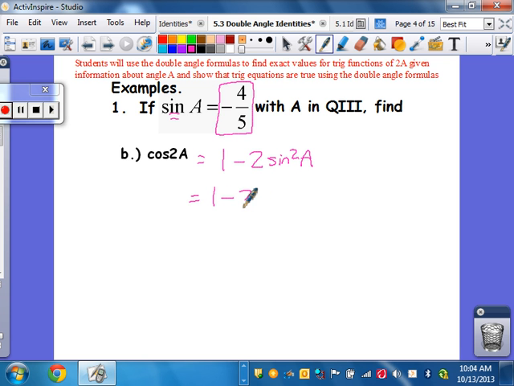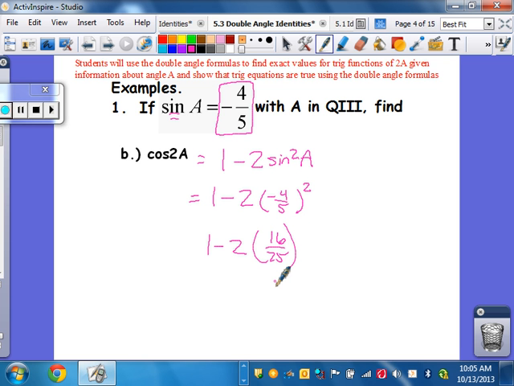So 1 minus 2, and I'm going to go in parentheses. What is sine a? And then I'll square it. Sine a is negative 4/5. Sweet. So now I can go 1 minus 2. Negative 4 squared is 16. 5 squared is 25.